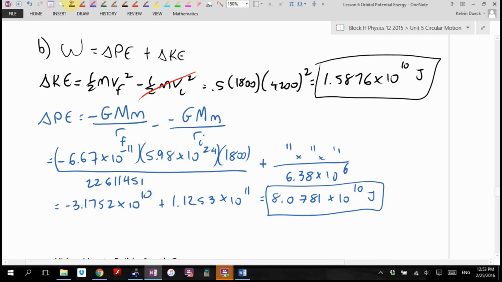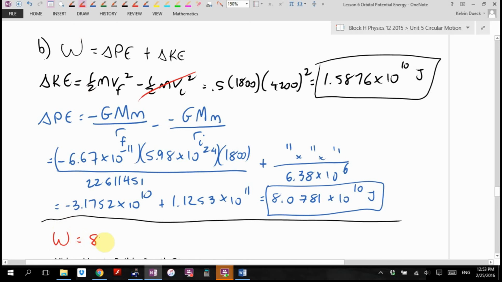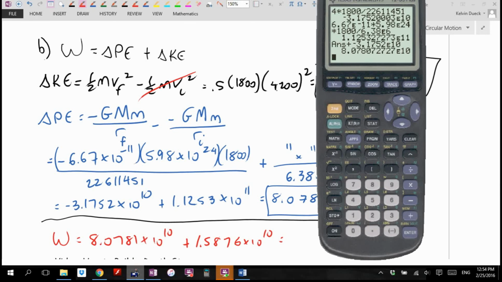Am I done? No. I wanted to figure out how much work. Work is going to be change in potential plus change in kinetic. It's going to be this number plus 1.5876 times 10 to the 10th. Holy schmoly. 9.6, for me, that 6 isn't going to stay a 6. It's going to become a 7. 9.67 times 10 to the 10th joules.